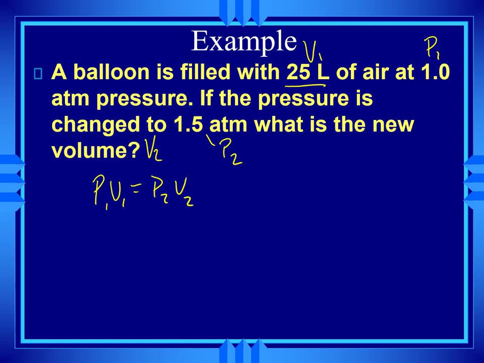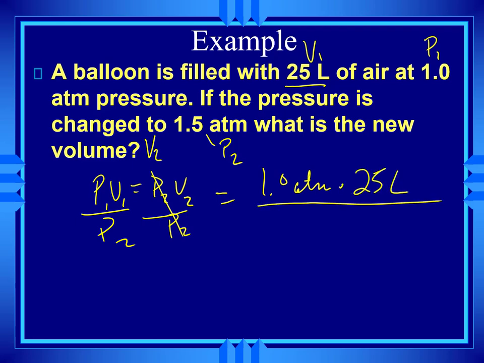Now for the algebra time, what do I want? I want V2 up top by itself. So to get V2 by itself, divide both sides by P2. Pretty simple algebra. So that's what we're going to do. V2 equals P1, 1.0 atmospheres, times V1, 25 liters, divided by 1.5 atmospheres, which was P2.